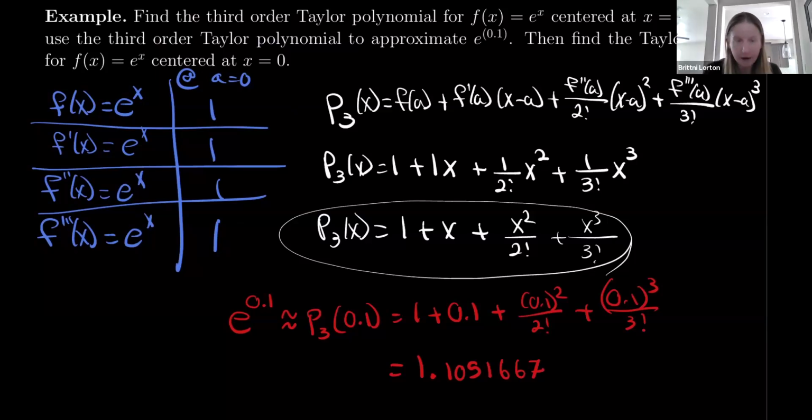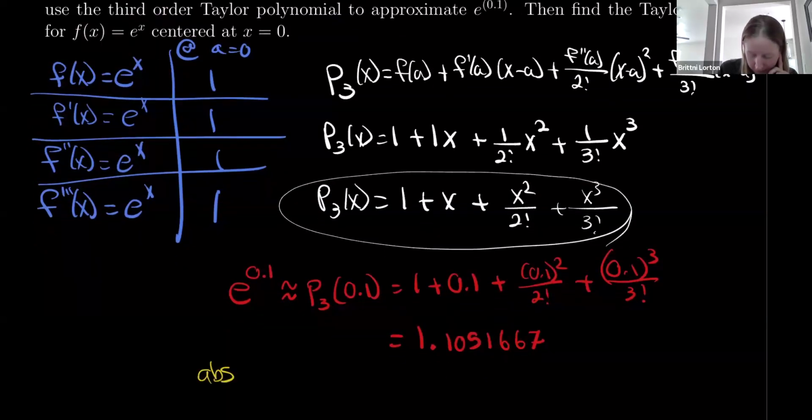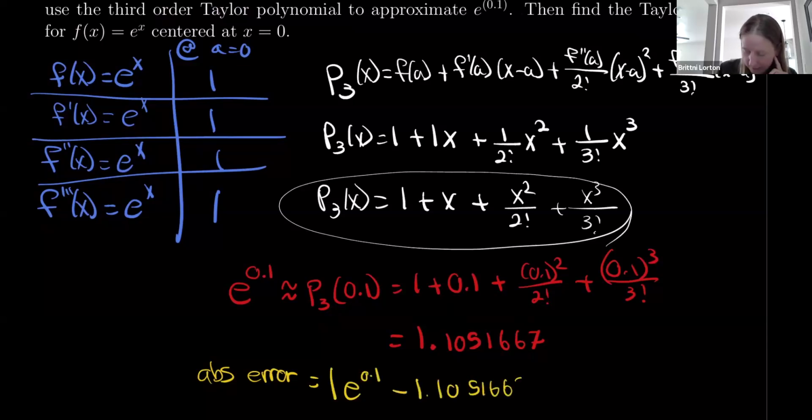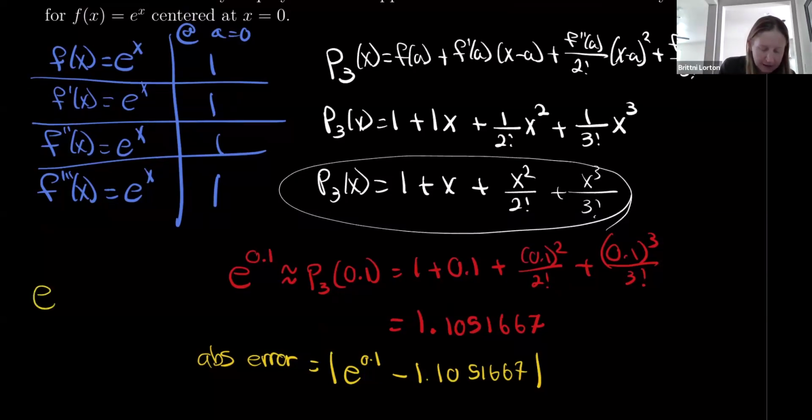All right, cool. So that's the approximation. Let's talk about an error though. I know the question didn't ask, but I am kind of curious what the absolute error is. So into my calculator, I'm going to type in exactly this, which is e to the power of 0.1 minus 1.105167, because I want to know what my calculator says e to the power of 0.1 is.